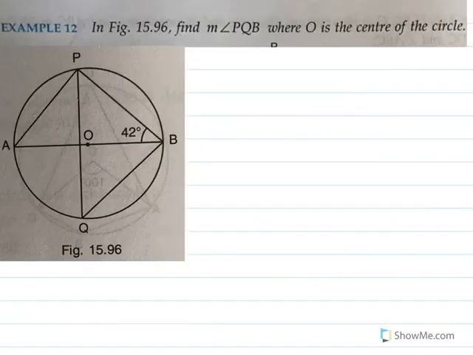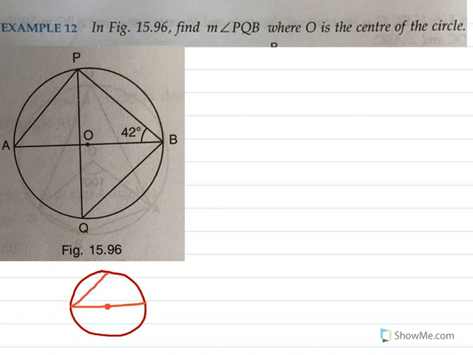In this sum, we need to find angle PQB. So this is PQB. We need to find this angle. To remind you, the property we are going to use is, if I have a circle, and in the circle there is a diameter, this is the center, and the angle in a semicircle is 90. So this angle is 90.